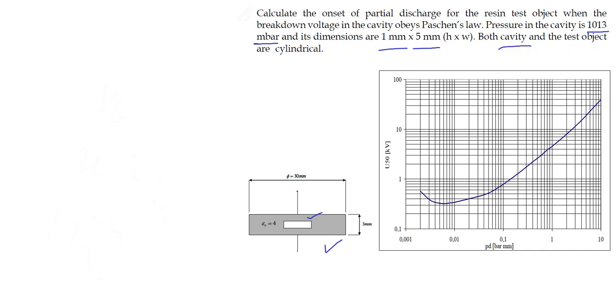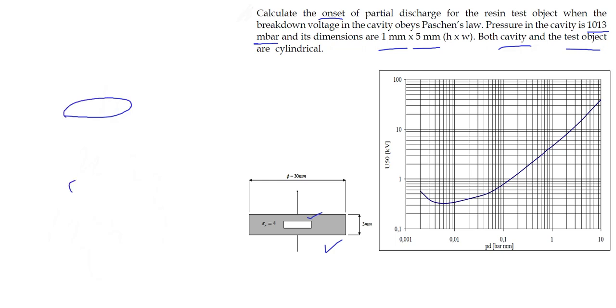Both the cavity and the test object are in cylindrical shape. Now we need to find the onset of partial discharge for the test object. Onset means inception voltage of this cavity. Okay, so first of all, we need to understand the geometry. As it is given in the question, the geometry of the test object and the cavity, both of them, are cylindrical in shape.